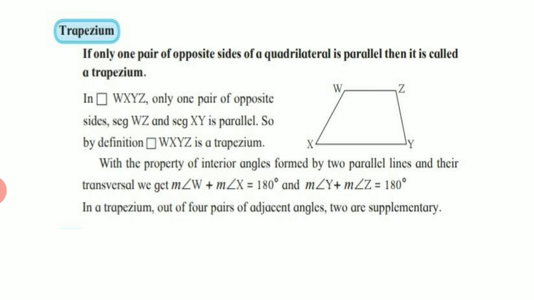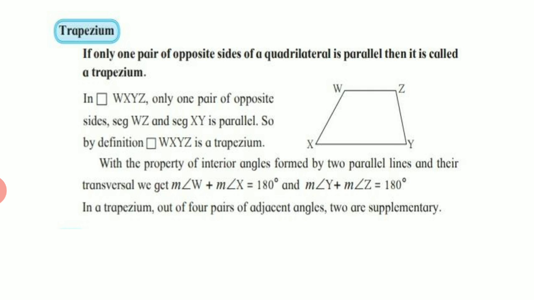Next type, that is trapezium. If only one pair of opposite sides of a quadrilateral is parallel, then it is called a trapezium. In rectangle WXYZ, only one pair of opposite sides, segment WZ and segment XY, is parallel. So, by definition, rectangle WXYZ is a trapezium.